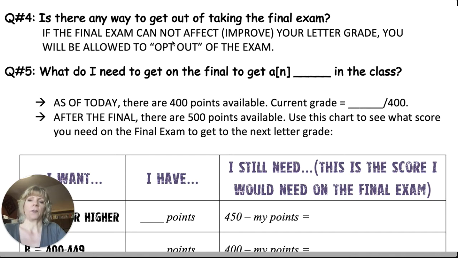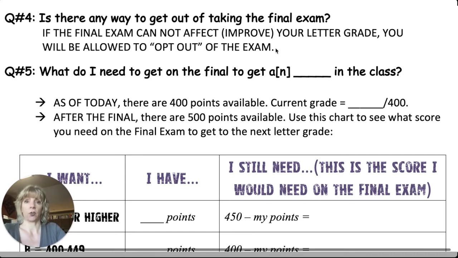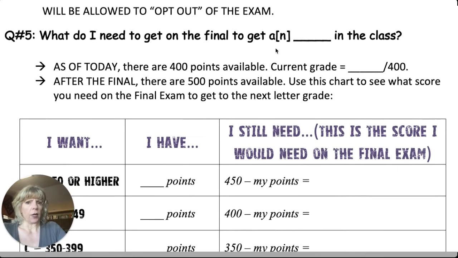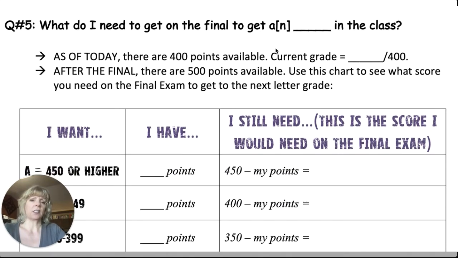Anyway, if the final exam cannot affect, that is, improve your letter grade, then I will let you opt out of the final exam. So if it can't help you, I won't make you take it, okay? So it'll be your choice whether you take it if the final exam can't change your letter grade at all. Which means you have to figure out what your letter grade is and what it would be after you take the final. So that's what the chart at the bottom is for. What do I need to get on the final to get a fill in the blank for the class?